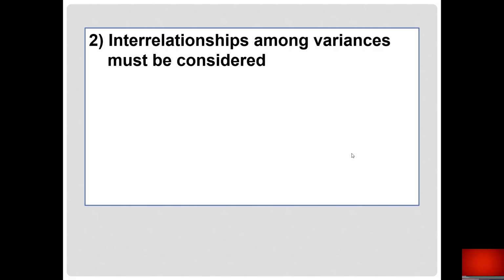Now, we just talked about the direct responsibility. Realize that there are interrelationships among variances. One variance can cause another. This is what makes management an art rather than a science. You've got to factor in the different things that can contribute to a variance.